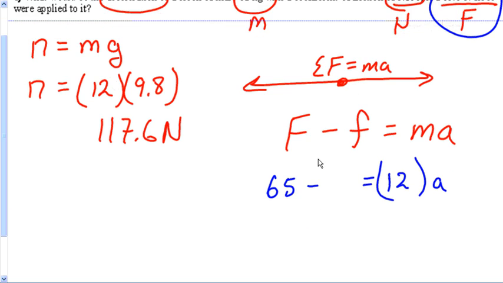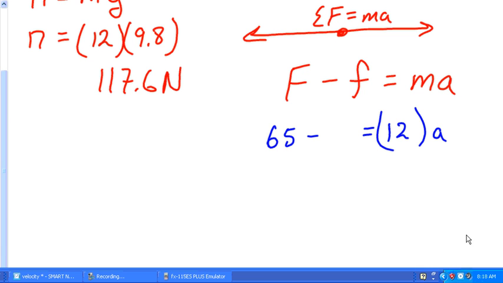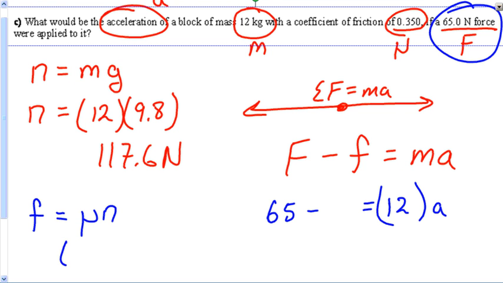Now, there's just one catch. What do I not know yet in this problem? I do not know what the friction force is at this point. But that's okay. I'm going to write F equals mu N. I already know N, and I know mu is 0.350. N is, what is N? We just figured out 117.6.